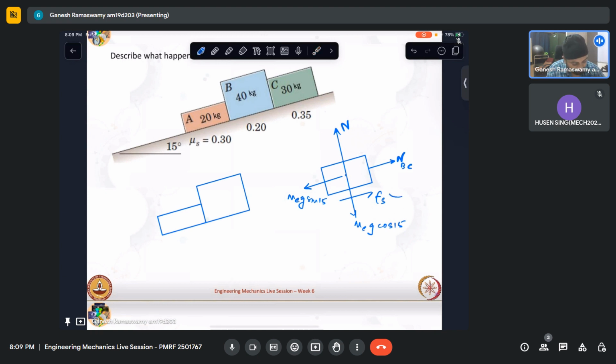Fs max is 0.35 N. So if I take MC, which is 30, into 9.81 into cos 15, my N comes out to be 284.27 Newton. So 35% of that, if I take, comes to 99.5. So Fs max is 99.5 Newton.